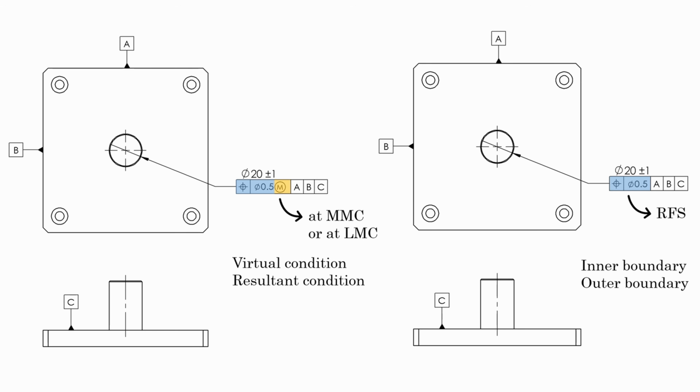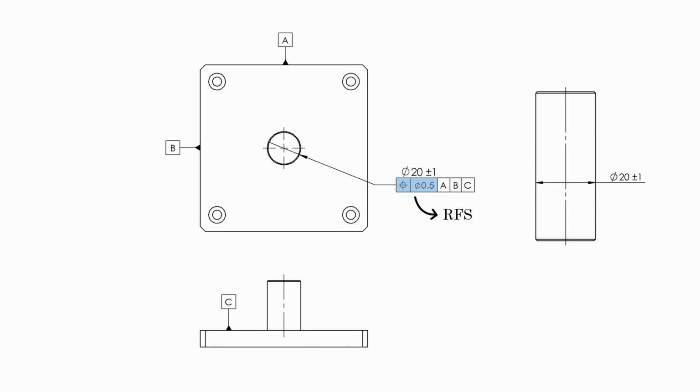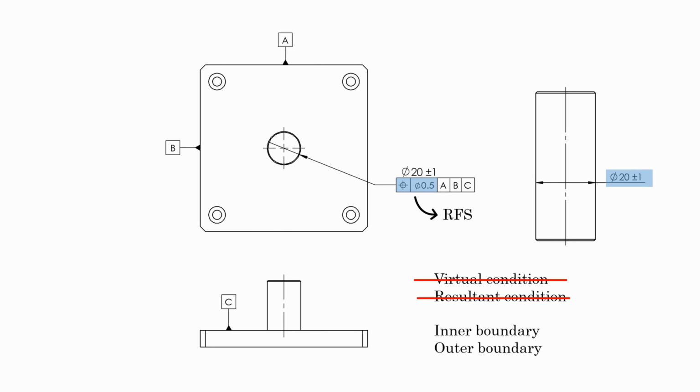So if someone asks you, maybe in interviews, what would be the virtual condition and resultant condition for a given feature of size, the first thing you should do is check the geometric tolerance modifier. If there is no MMC or LMC modifier in the feature control frame, or if there is no geometric tolerance applied at all, we cannot define virtual condition or resultant condition boundaries. In that case, we stick to the inner and outer worst case boundaries.